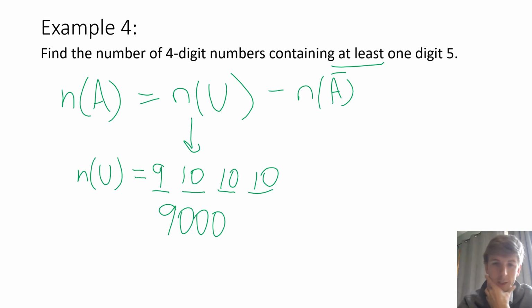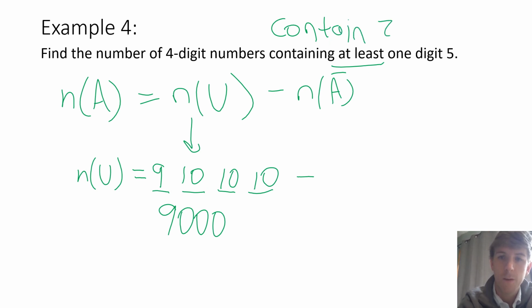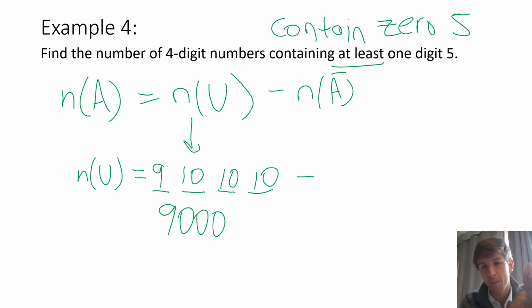We basically need to figure out the number of 4-digit numbers that contain 0 5s. Because if we subtract out the ones that contain 0 5s, that leaves us with the number that have at least one digit 5, meaning they could have one 5, two 5s, three 5s, or four 5s.